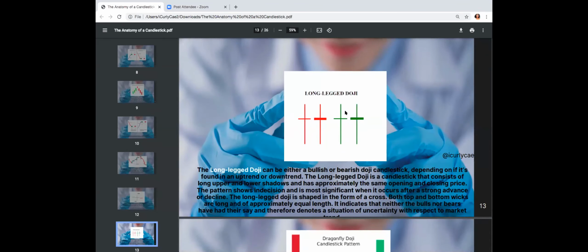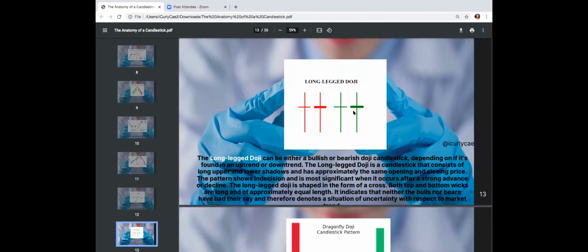So it is the same length, okay? Or it can be, but whenever I see a long leg doji on a chart, to be honest with you guys, it's longer at the bottom than it is at the top still.